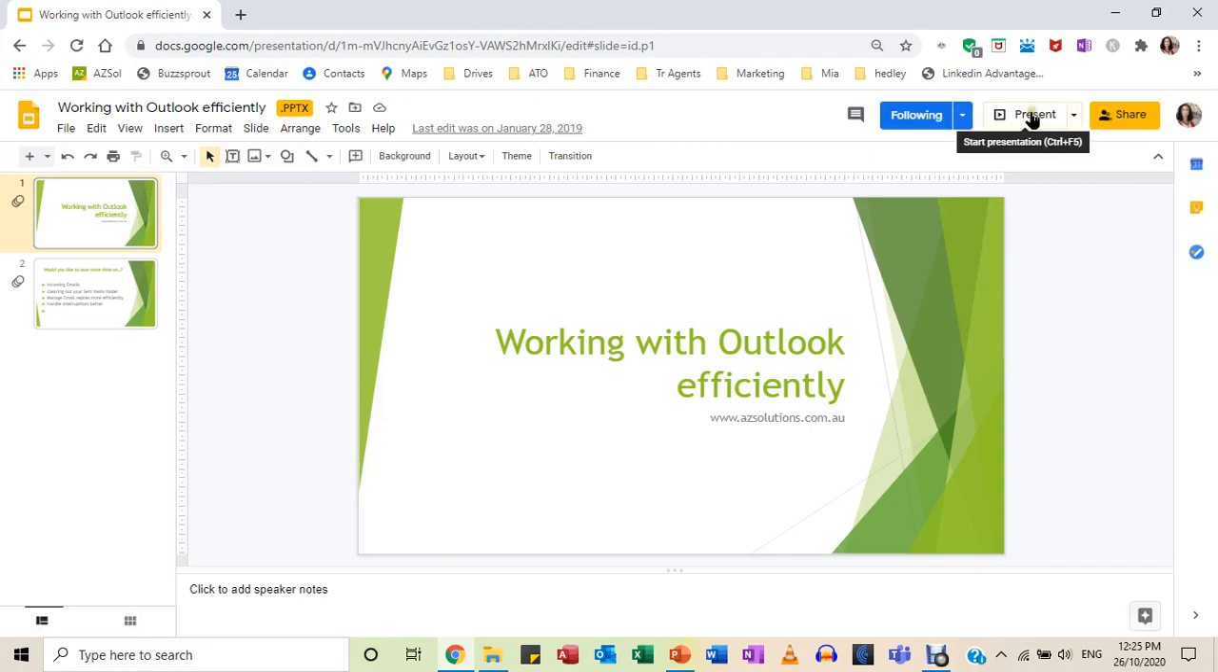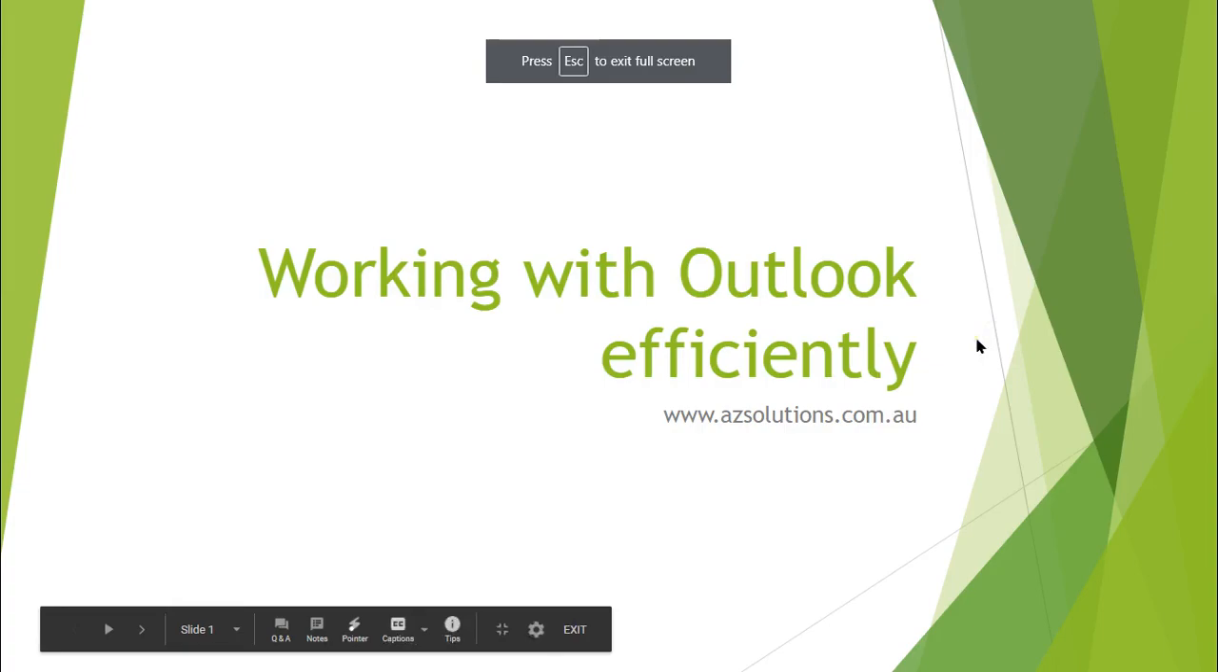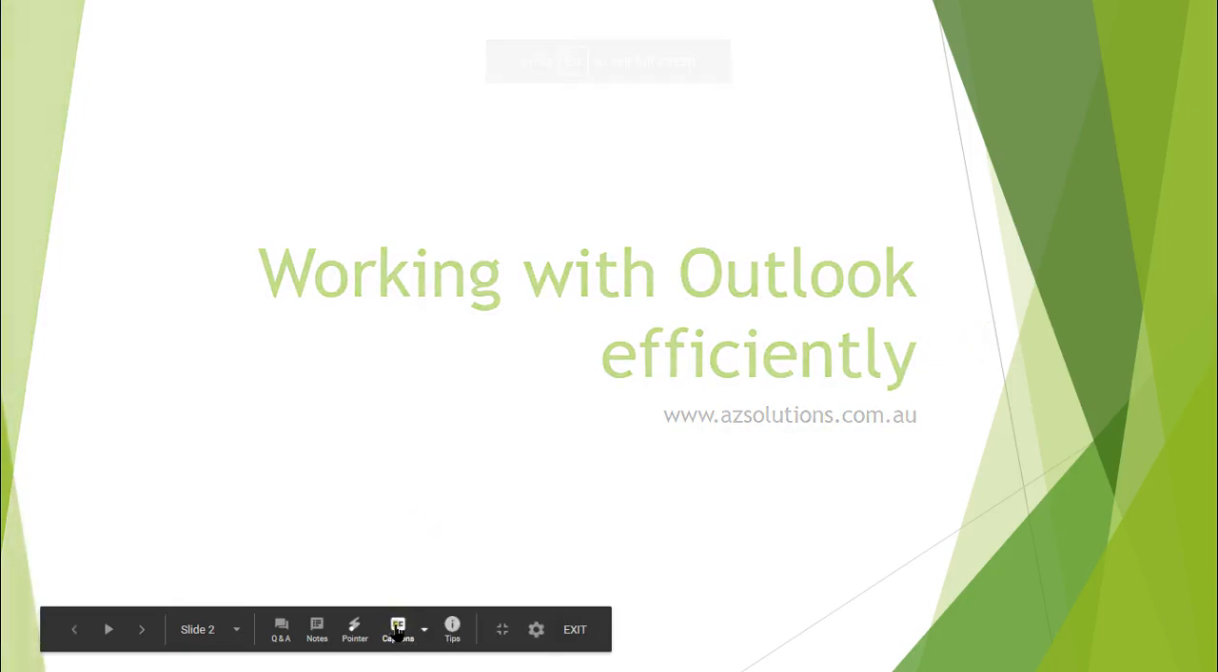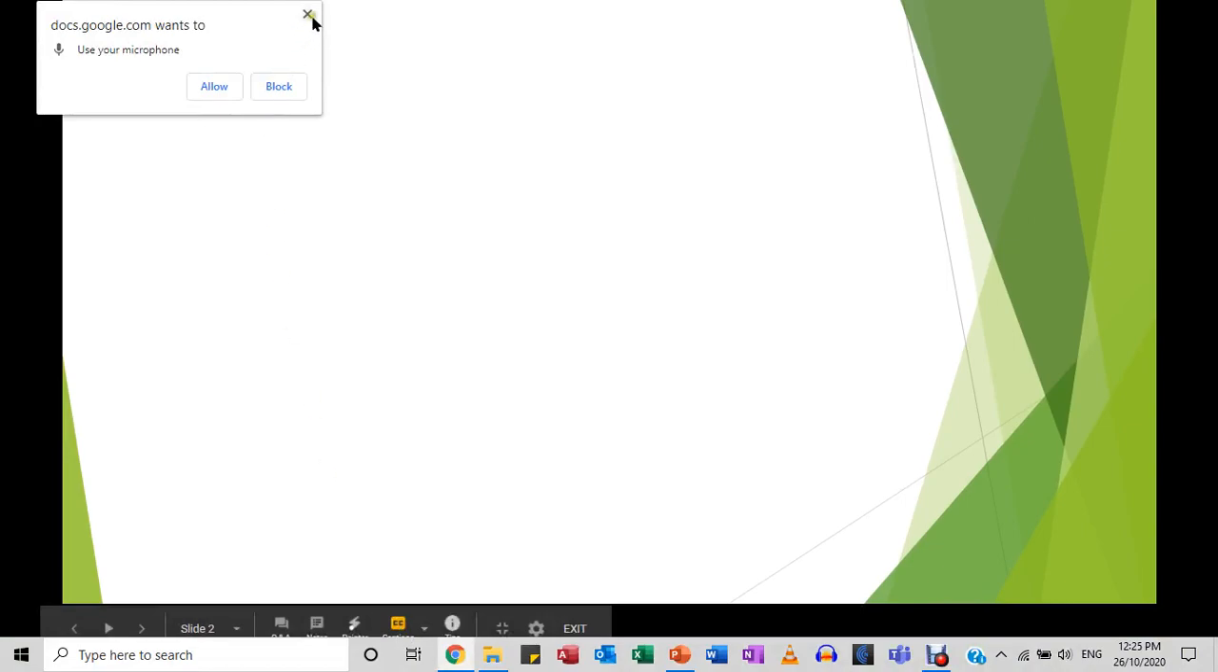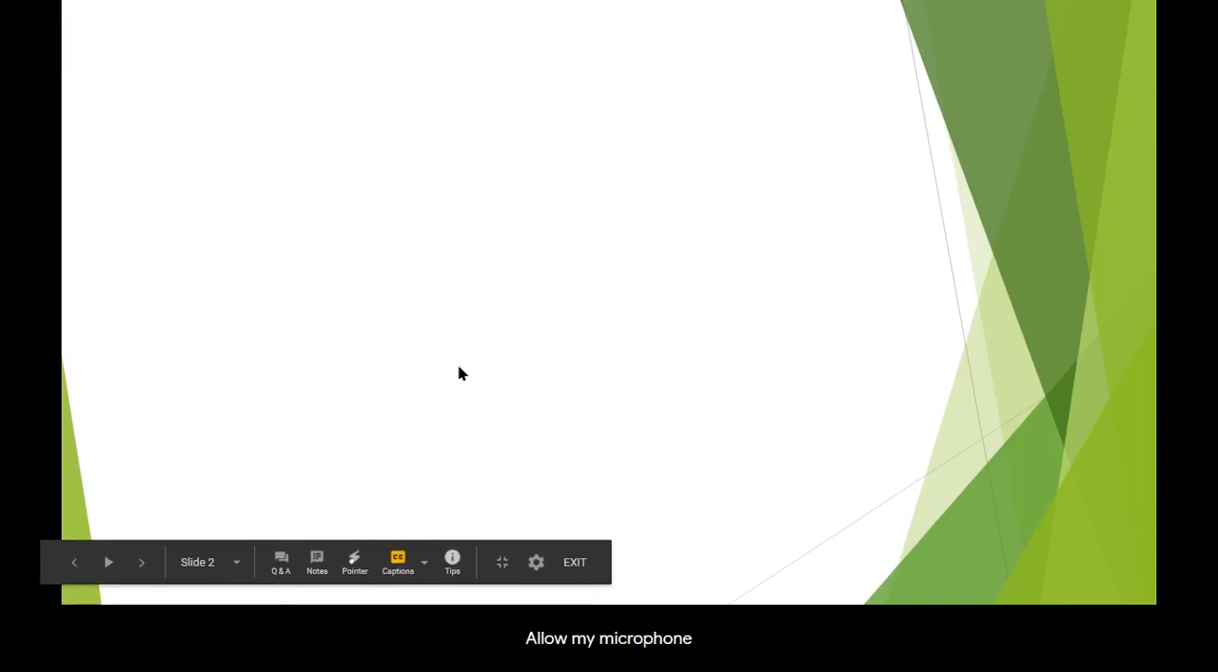So when you go to hit the present button, so you go off as if you're going to present as per normal, or the F5, you'll find captions and you'll have the CC there, just like you might be used to seeing that if you were in YouTube. So in here you can select caption, allow my microphone. Here we go, and now it starts recording everything I'm saying.